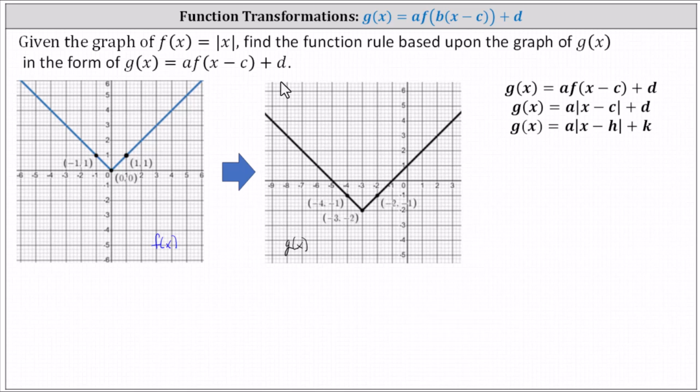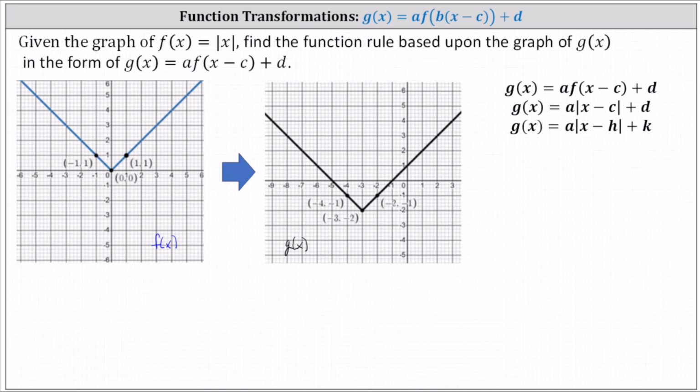If g of x is a transformation of f of x, we can always write g of x in the form of g of x equals a times f of the product of b and the quantity x minus c plus d. But because of the form they're giving us, we know b equals 1, which indicates we don't have a horizontal stretch or compression, but based upon the value of a, we may have a vertical stretch or compression.